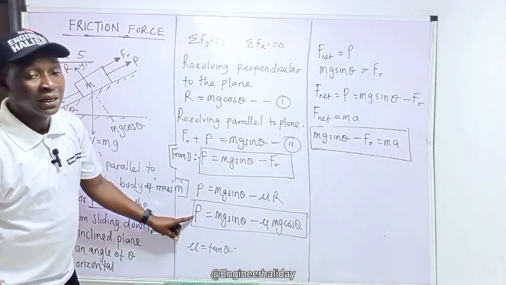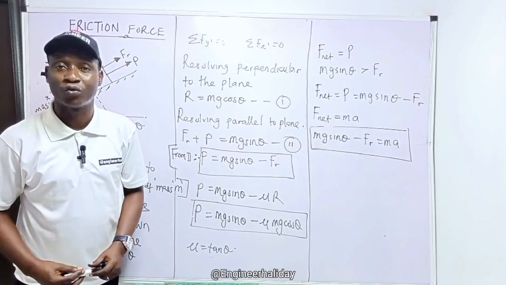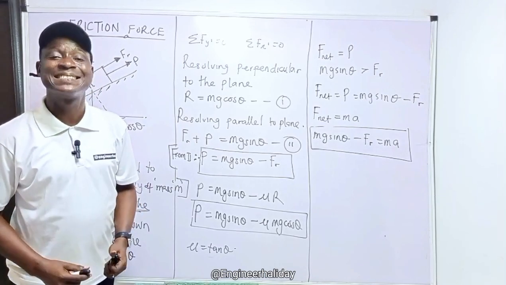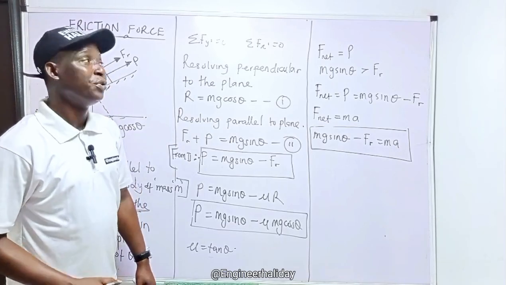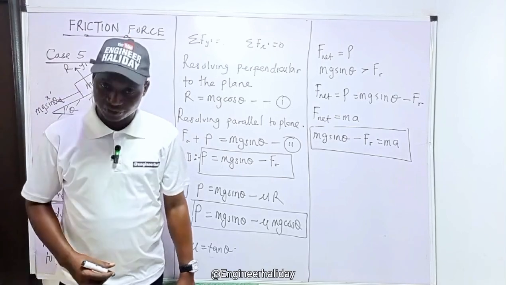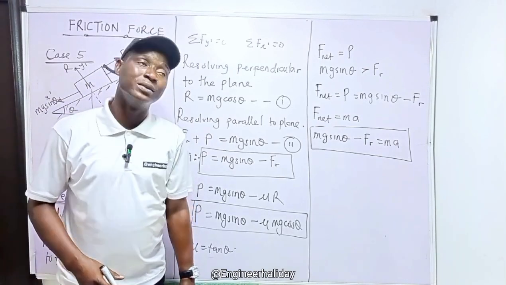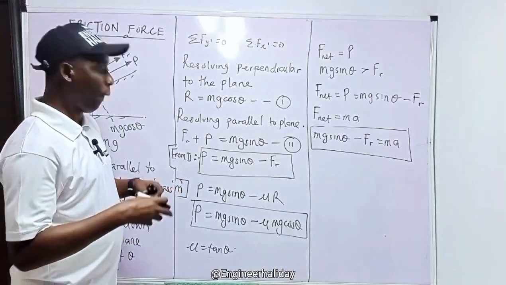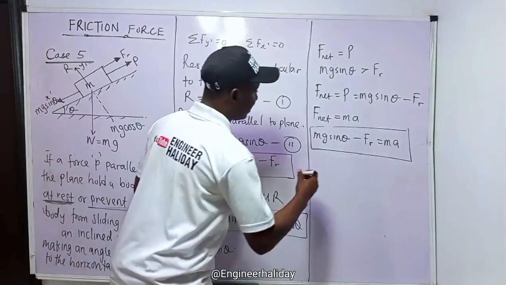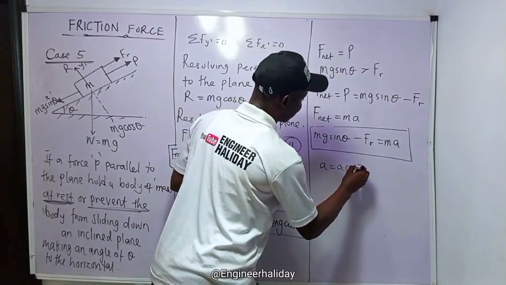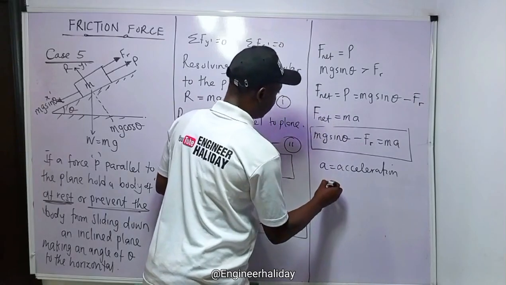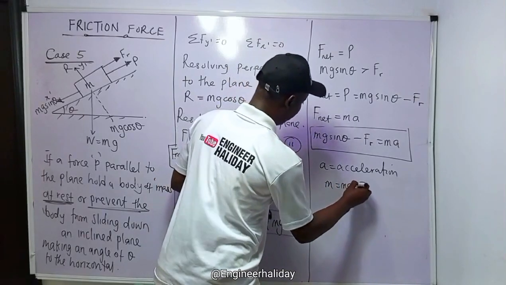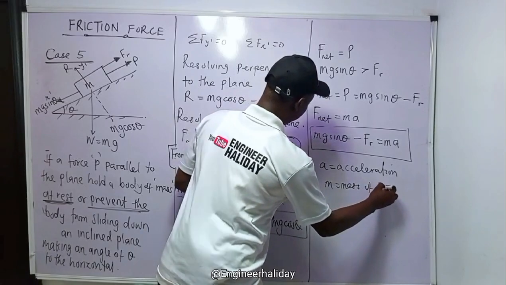What is net force? Net force is the resultant force that coexists in a system where several forces are acting on the body. So the net force is the total force in the system acting on the body. That means the body will now have acceleration. Then M becomes the mass of the body.